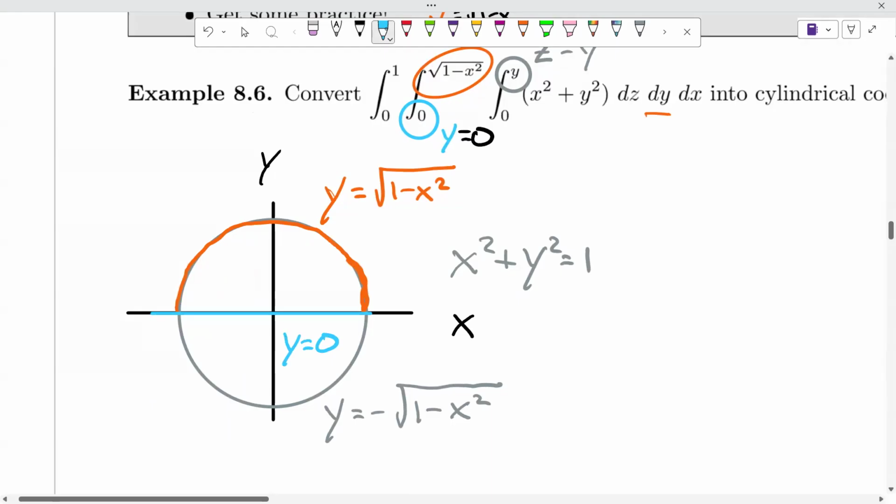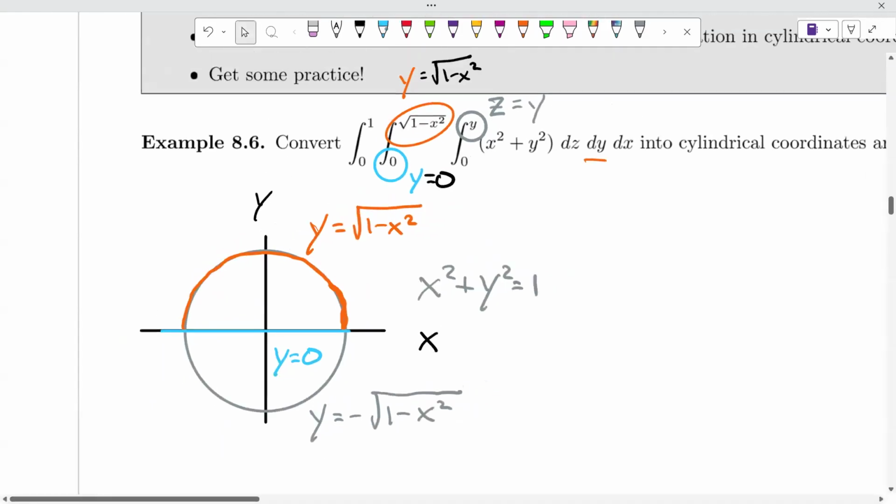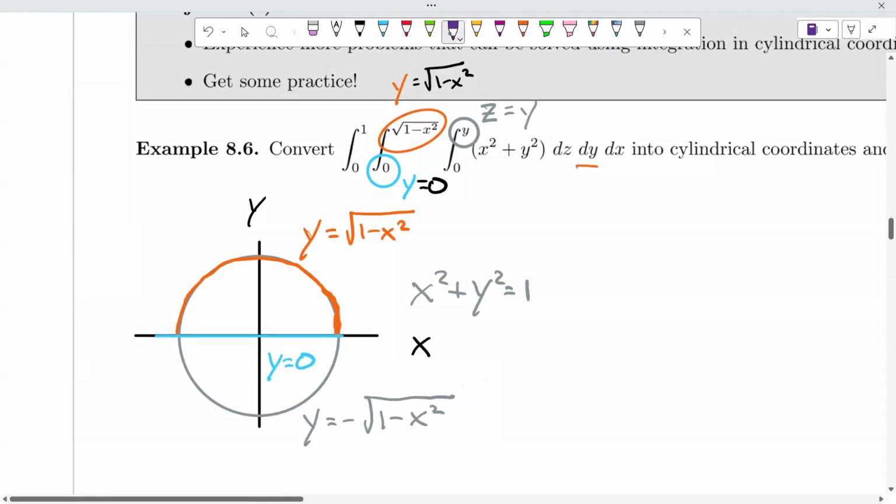That guy's y equals 0. So already we're only looking at half of a circle instead of a full circle. But I can keep that going. I know that x, being our last integral to talk about, the third one, is between 0 and 1.